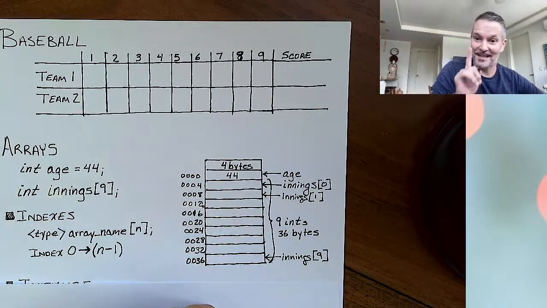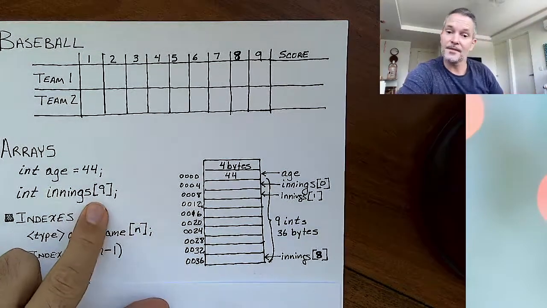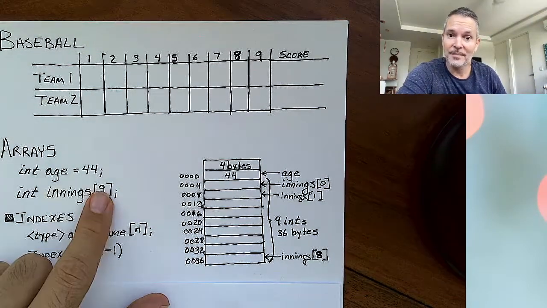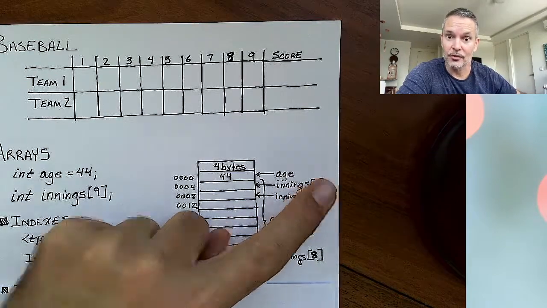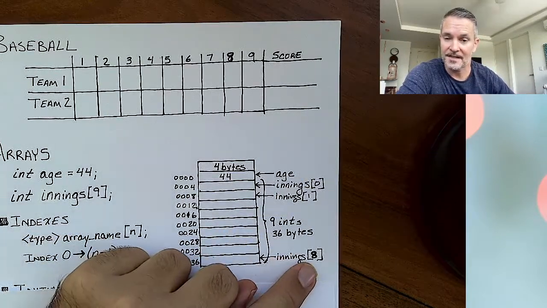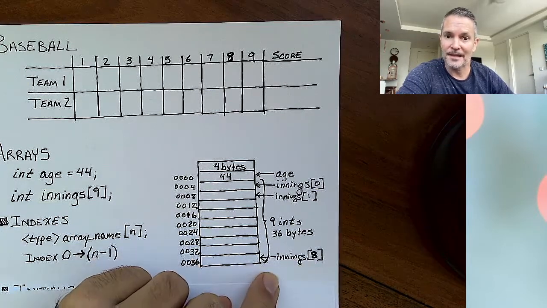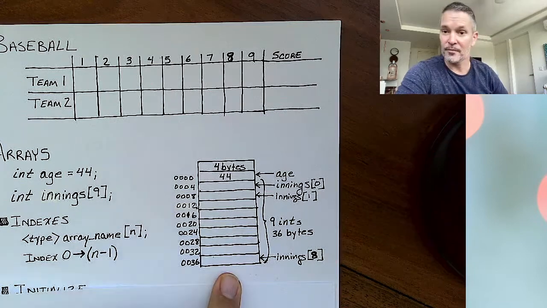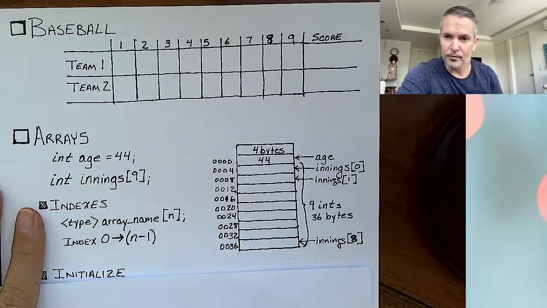I just made a mistake. Innings 8 is the maximum number I can put there because I only have 9 spaces, and the first space is indexed 0. So the 9th space is indexed 8. If I had put a 9 here, I'm referring to something that doesn't exist. It's a piece of memory that doesn't belong to me. So we don't want to do that. We'll talk more about that in a minute.